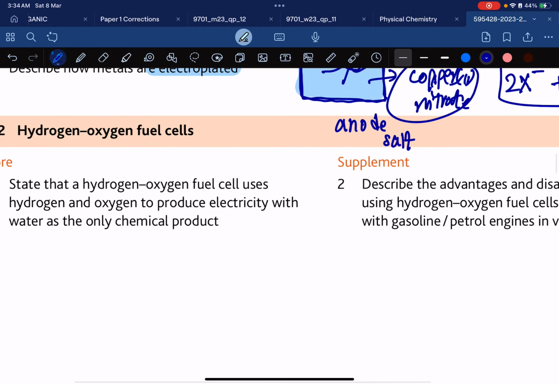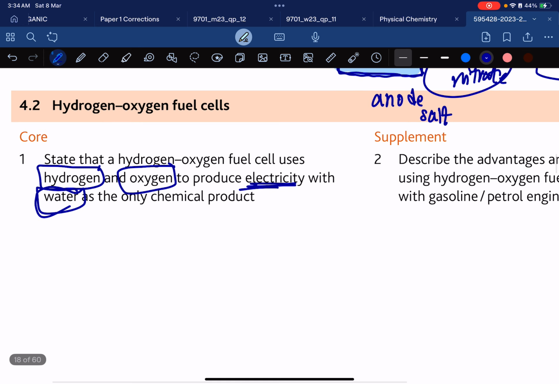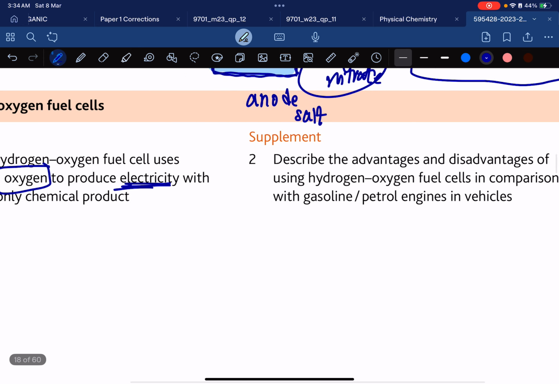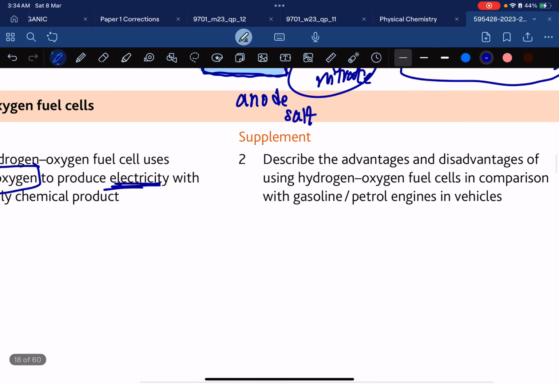Now state that a hydrogen fuel cell uses hydrogen and oxygen to produce electricity with water as the only chemical product. Now advantages of this are that it's renewable, it has no pollution, it has more energy, and disadvantages are that it's expensive. There are not many hydrogen fuel stations around the world just now. It's affected by low temperature, it's expensive as I said, and hydrogen is difficult to store.